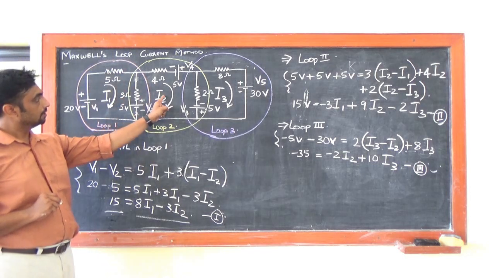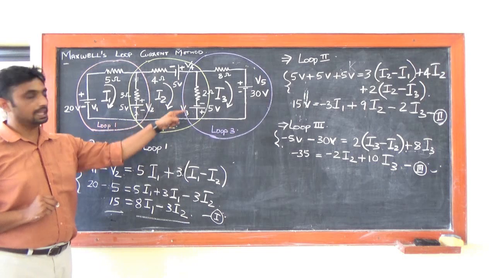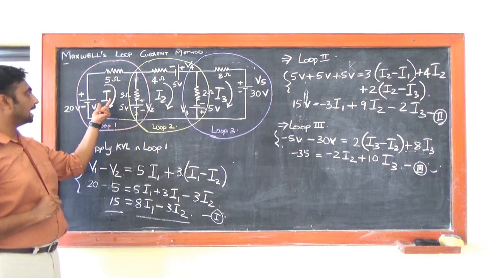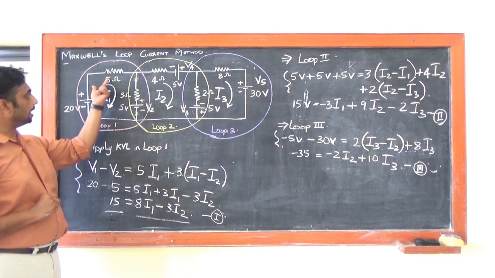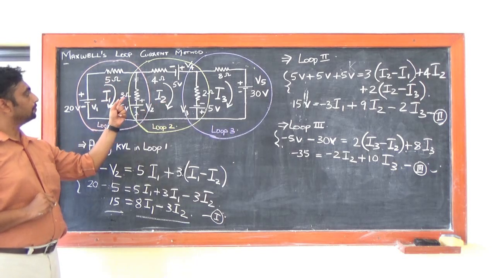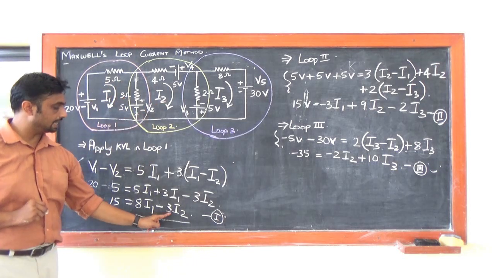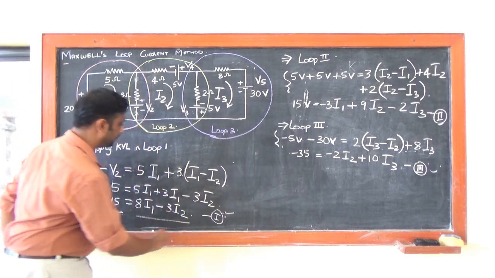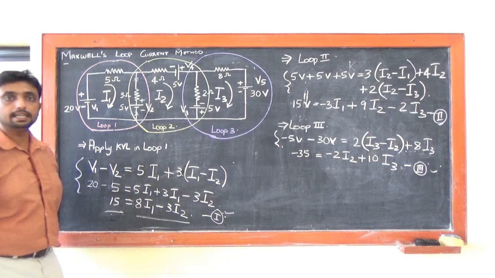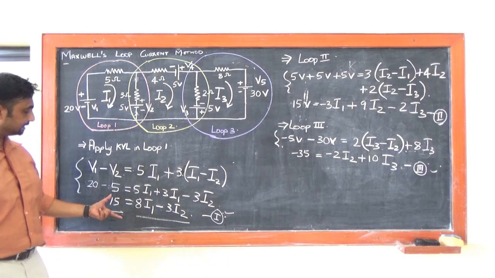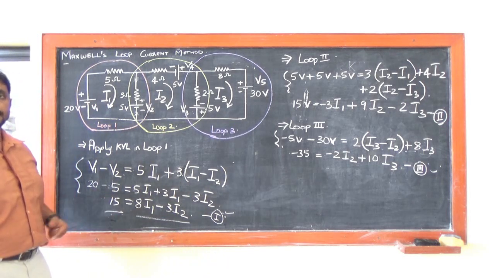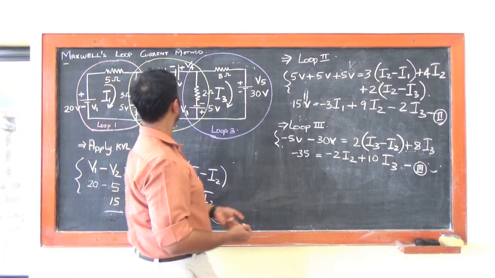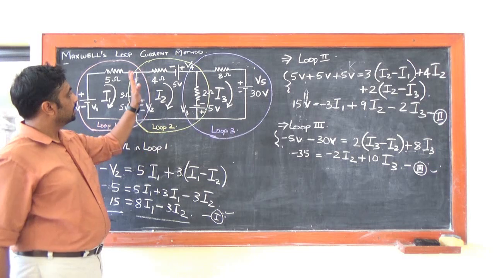And then I took the ones which are interacting with the other loop. So I combined 5 and 3 because I1 is flowing in both 5 and in 3. And I2 is only flowing in 3. That's why minus 3. So I can directly write this equation straight away, avoiding all this tedious calculation. So in exam point of view, you can directly write your equation straight away.